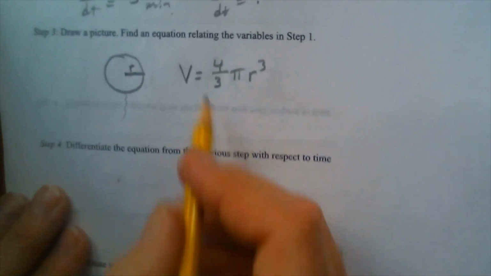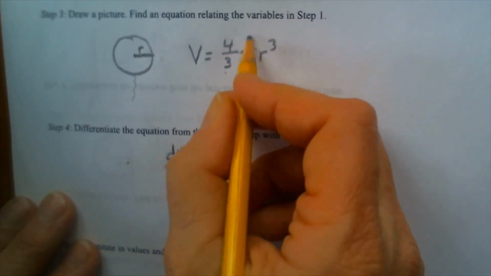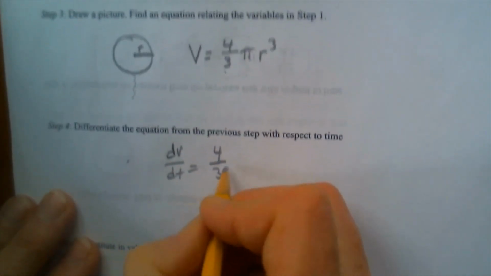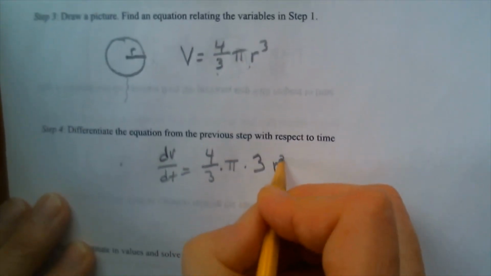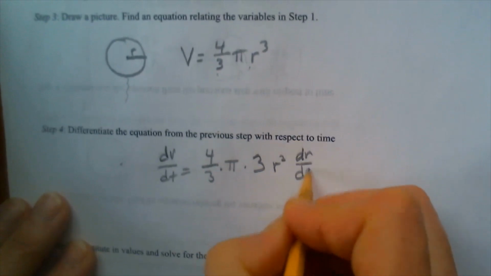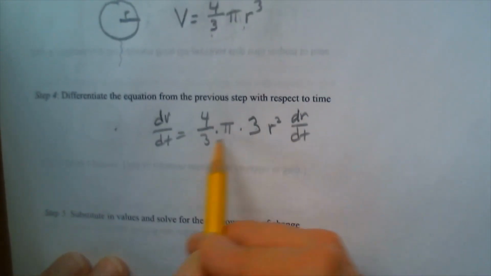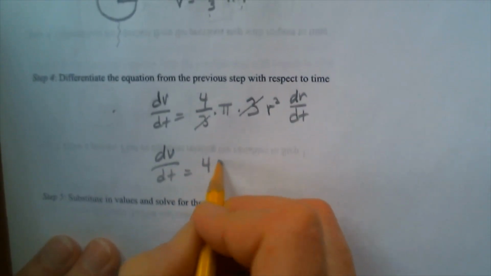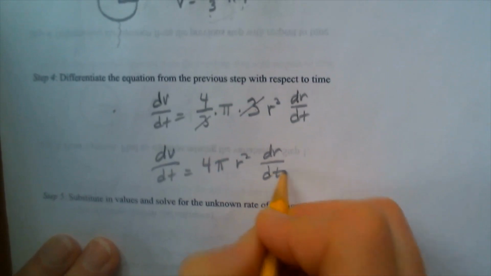When we take the derivative of this equation, it's dV dt equals 4/3 times pi, that's a constant, so we keep that, 4/3 times pi, and the derivative of r cubed is 3r squared dr dt. What we can do here is this 3 in the numerator and this 3 in the denominator can cancel out, so we really have dV dt is equal to 4 times pi times r squared dr dt.